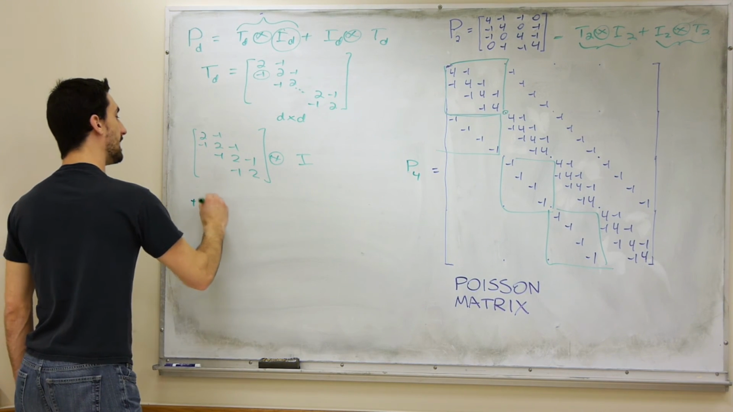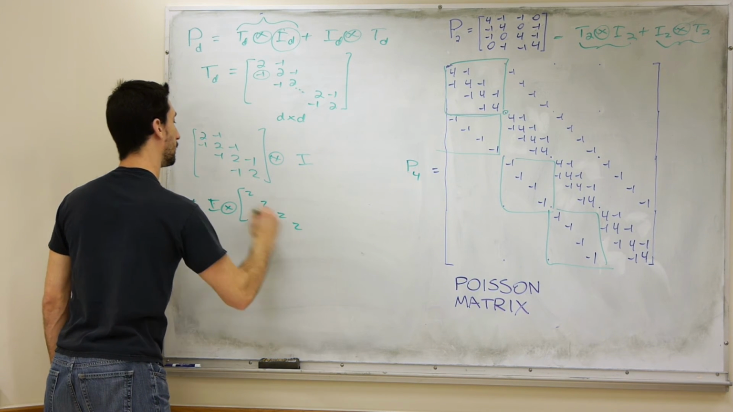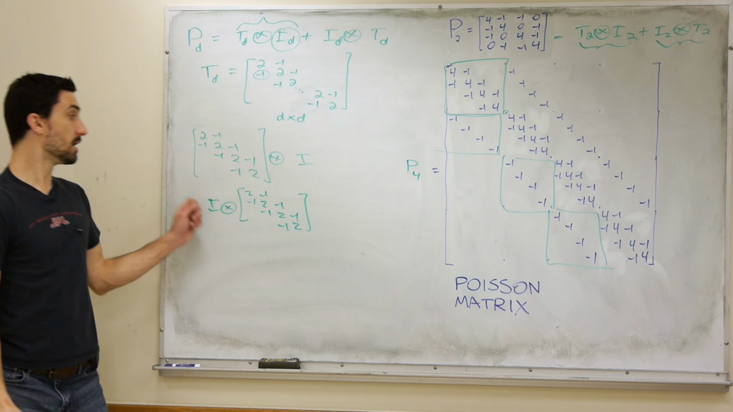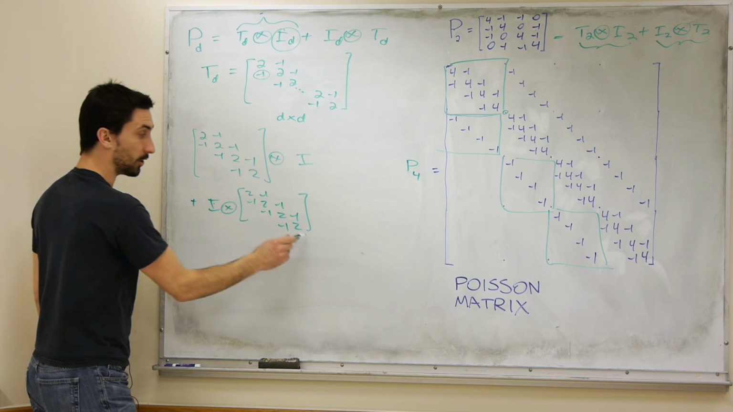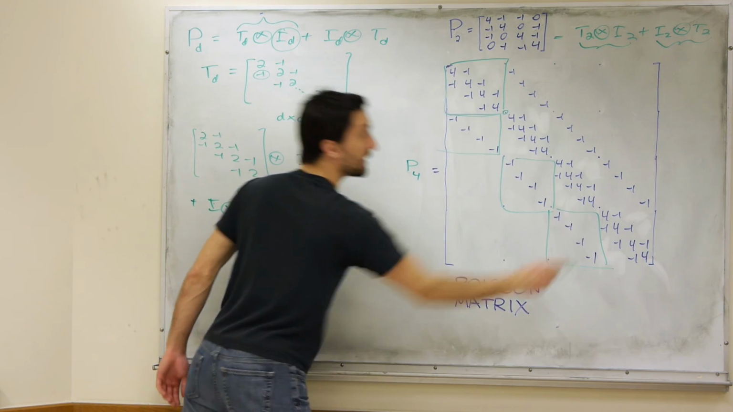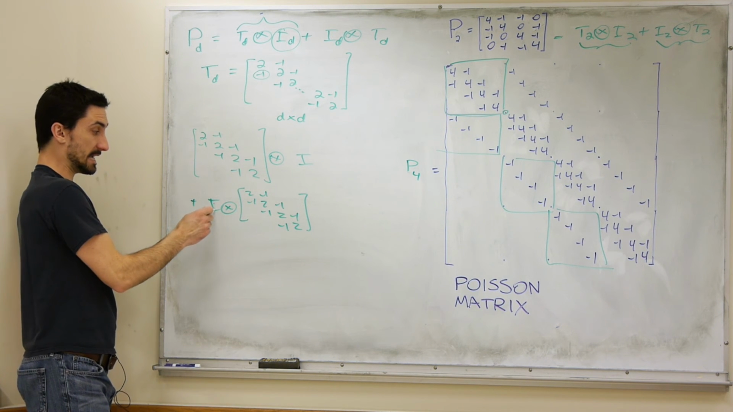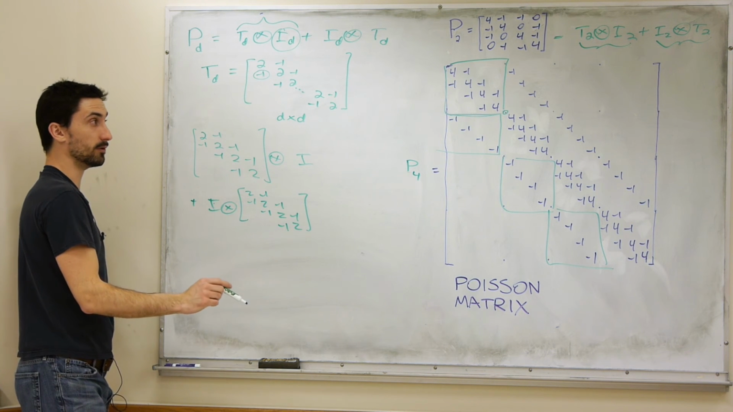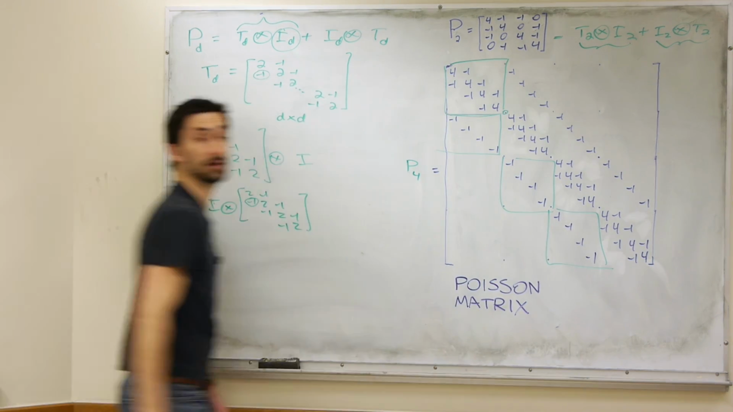And then when we add to that the identity Kronecker with T, that's where we add 2's on all the diagonal entries, and that's how we get these 2's plus these 2's give us 4's in the diagonal. And then the identity here means that we're placing this block on every diagonal block of P4, and this is where the -1s on the super and subdiagonals come from.